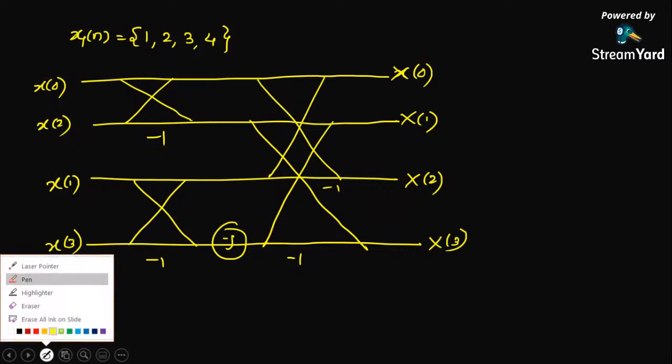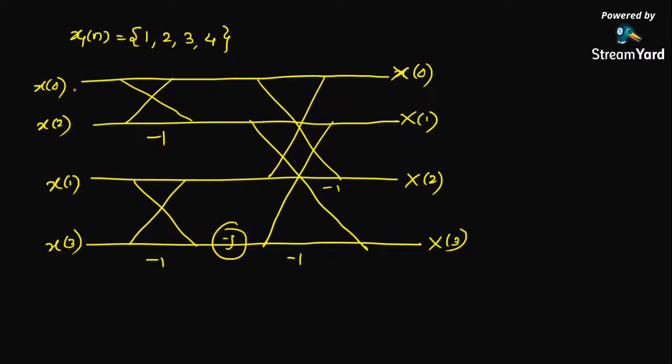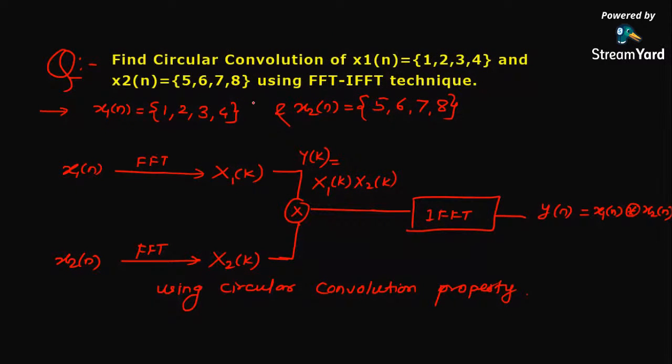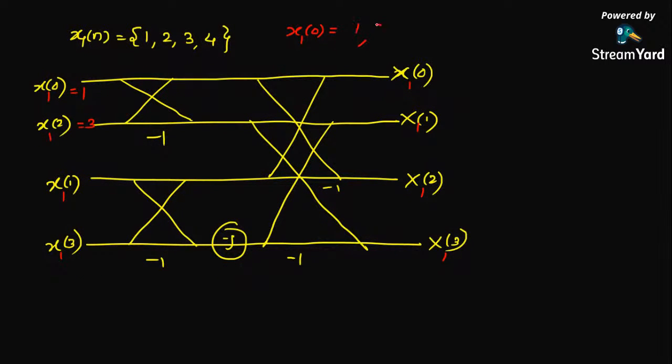Now I will write the values here so that there is no confusion. x1 of 0 is 1, x1 of 1 is 2, x1 of 2 is 3 and x1 of 3 is 4. Put those values in: 1, 3, 2 and 4. Now do the calculation. 3 plus 1 is 4, 1 minus 3 is minus 2, 2 plus 4 is 6, 2 minus 4 is minus 2.